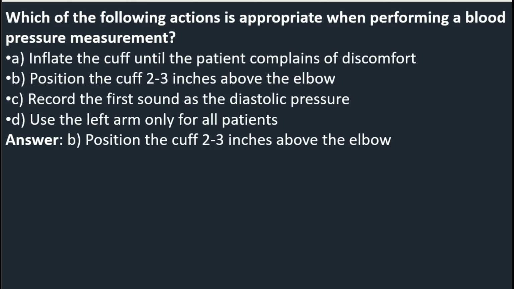Question 8. Which of the following actions is appropriate when performing a blood pressure measurement? Option A. Inflate the cuff until the patient complains of discomfort. Option B. Position the cuff 2 to 3 inches above the elbow. Option C. Record the first sound as the diastolic pressure. Option D. Use the left arm only for all patients. Answer is B. Position the cuff 2 to 3 inches above the elbow.